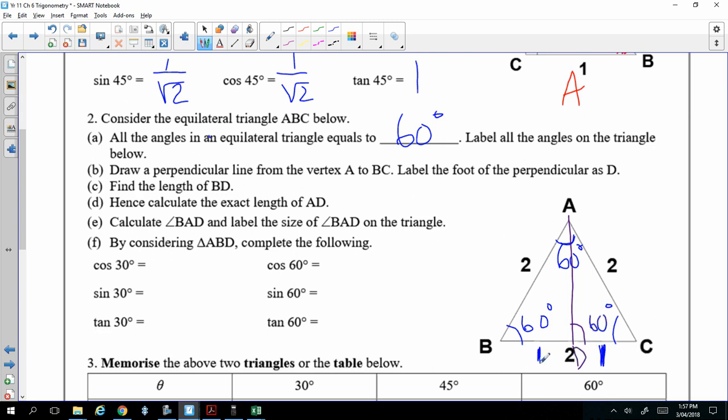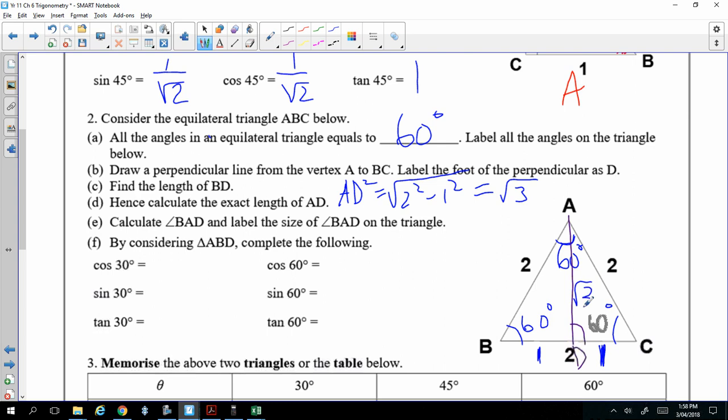After we find the length of BD, hence calculate the exact length of AD. So we have to use Pythagoras to find AD. AD squared equals 2 squared minus 1 squared, so in exact form it will be in surd form, root 3. Label that on the diagram as well. So 2, root 3, 1.